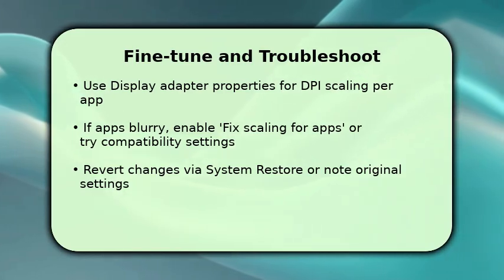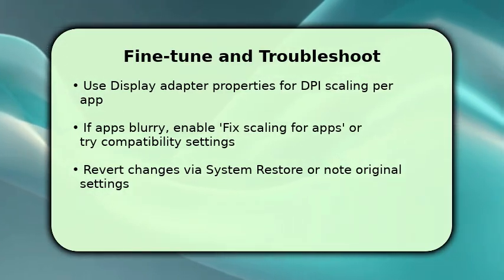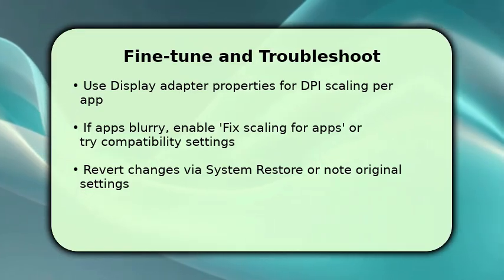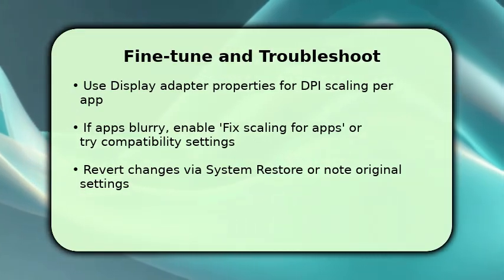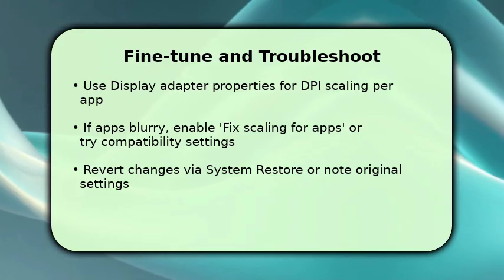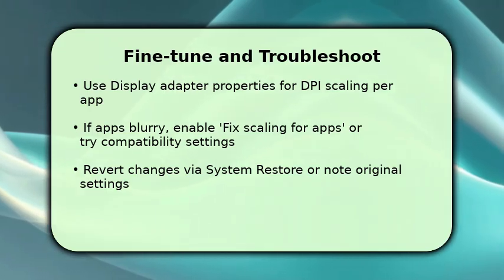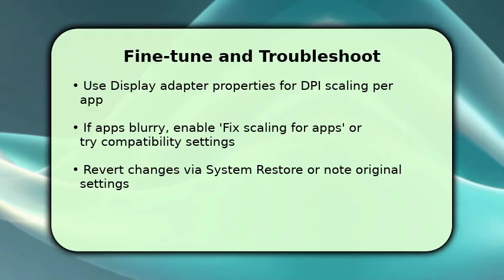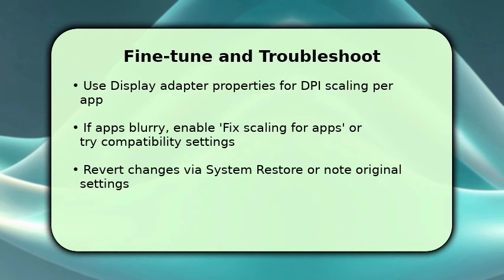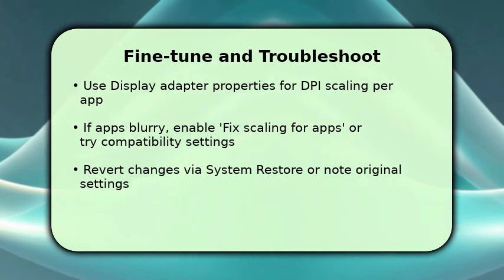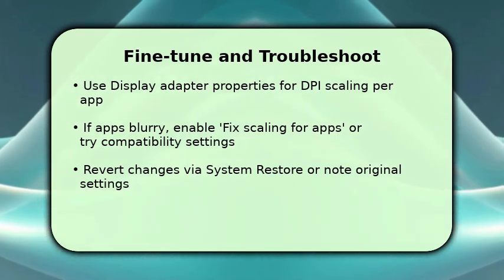If an app appears blurry, enable fixed scaling for apps in Advanced Settings or right-click the app, Properties, Compatibility, and override high DPI scaling behavior. Make sure to test multiple apps and multi-monitor layouts. If something goes wrong, revert to your original values or use System Restore, keeping a note of the baseline settings speeds recovery.